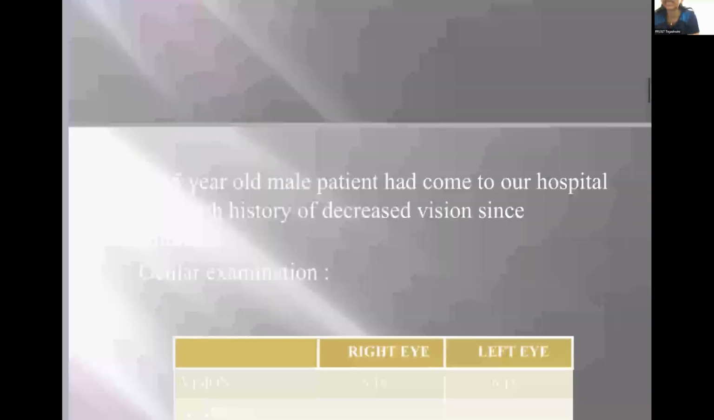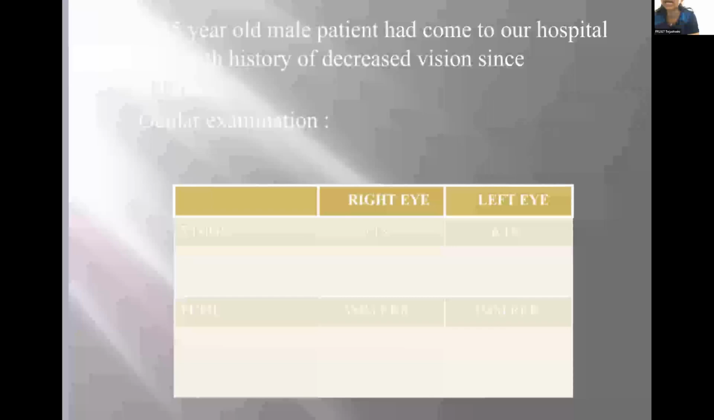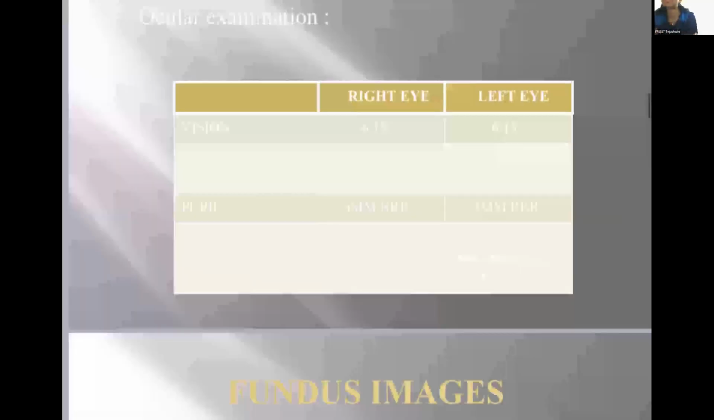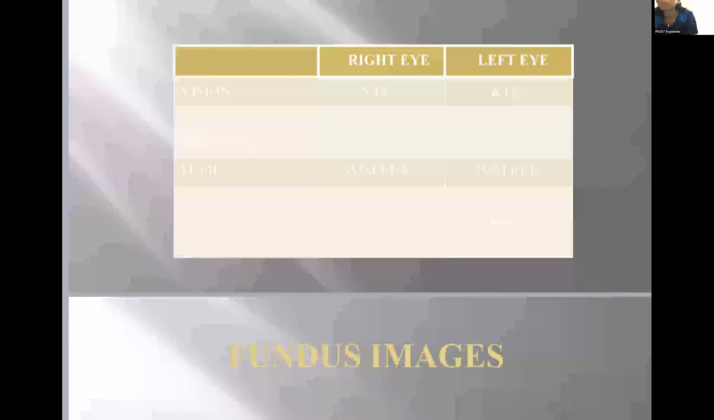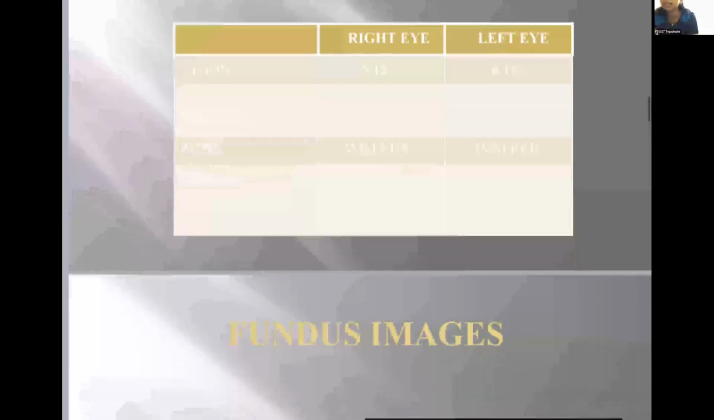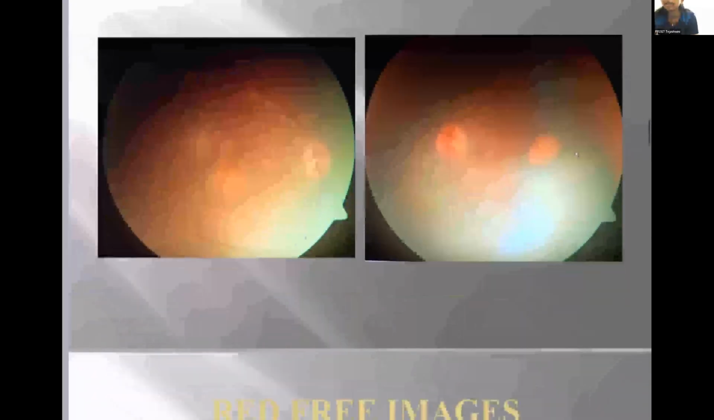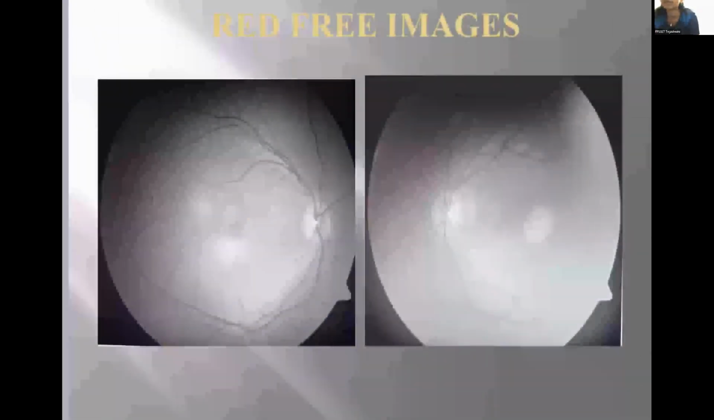Coming to a case attended to our OPD, a 5-year-old male patient had come to our hospital OPD with history of decreased vision since childhood. On ocular examination, the vision in the right eye was 6/18 with no pinhole improvement, and the vision in the left eye was 6/18 with no pinhole improvement. Anterior segment was normal, pupillary reactions were normal, and these are the fundus images of both right and left eye showing a macular region which was round and sharply delineated. These are the red-free images of both right and left eye.